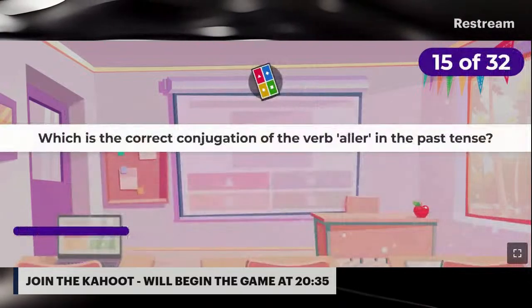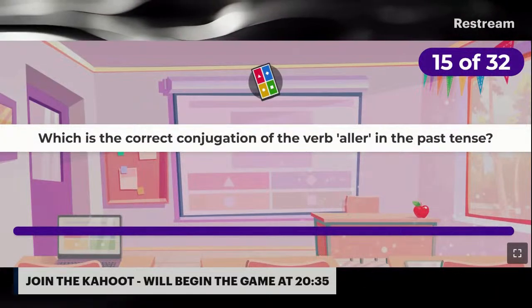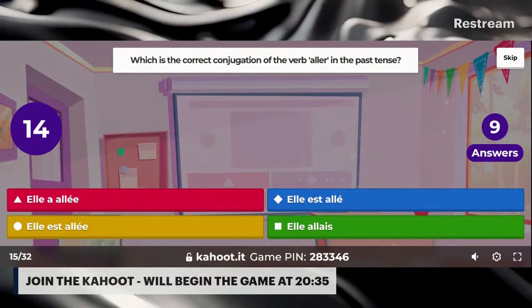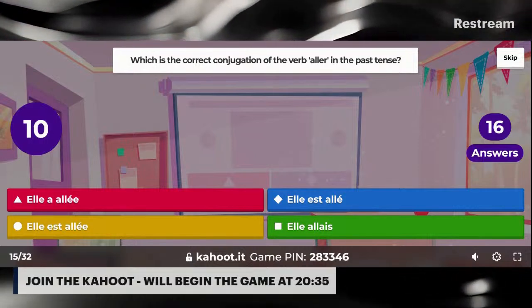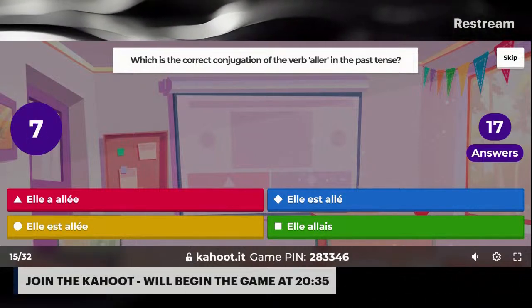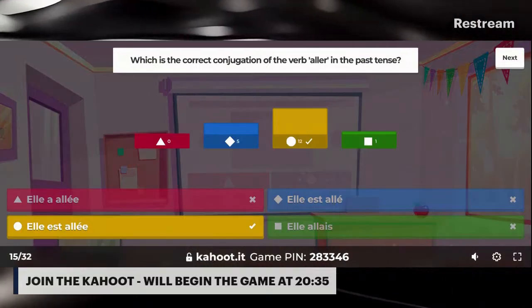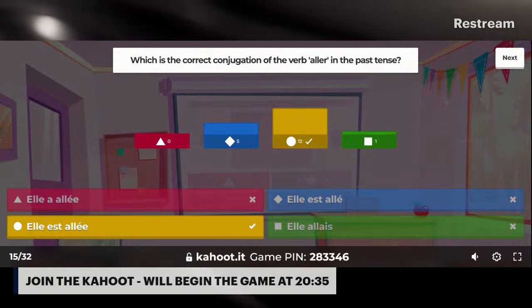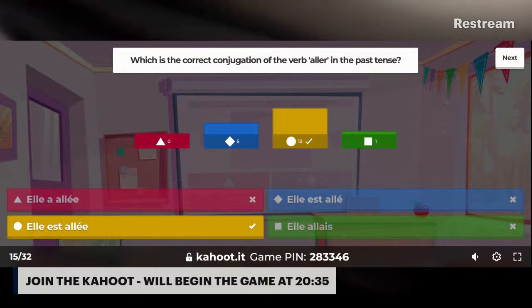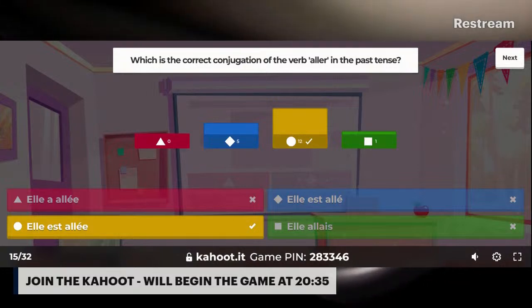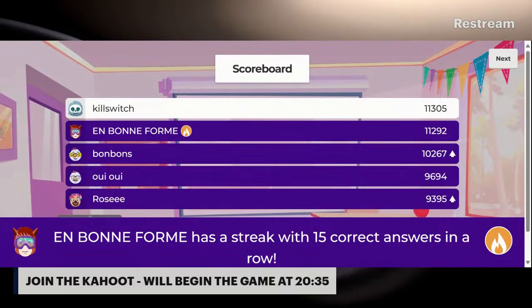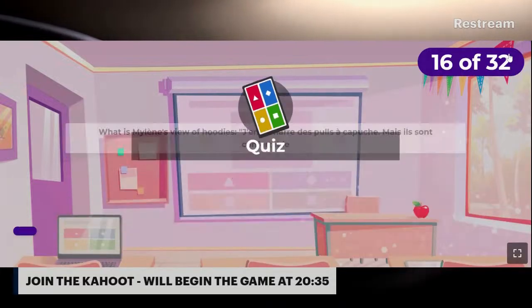Which is the correct conjugation of the verb aller in the past tense? We did a similar question to this. Which one is the correct conjugation? Yep, it is elle est allée. Because remember, she's feminine, obviously feminine, so it's going to have two E's there, and it's going to be est because she, that is how you form that with the auxiliary. Well done, Carlene. Okay, continuing on.